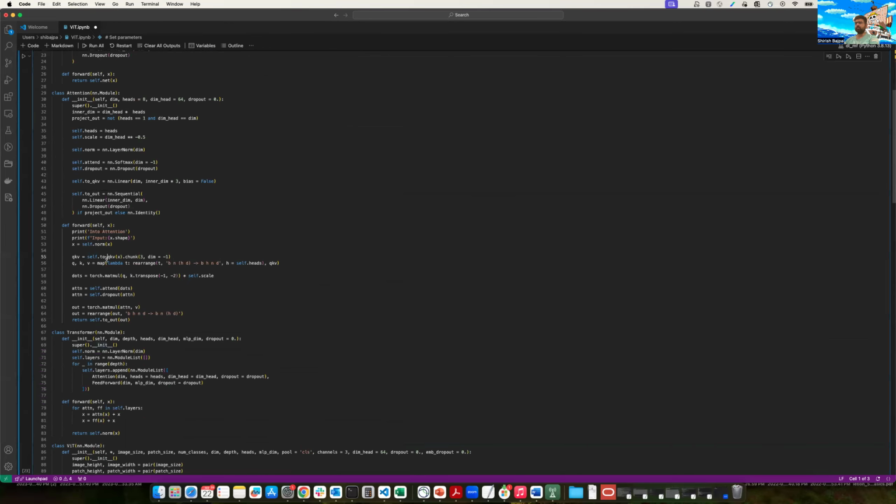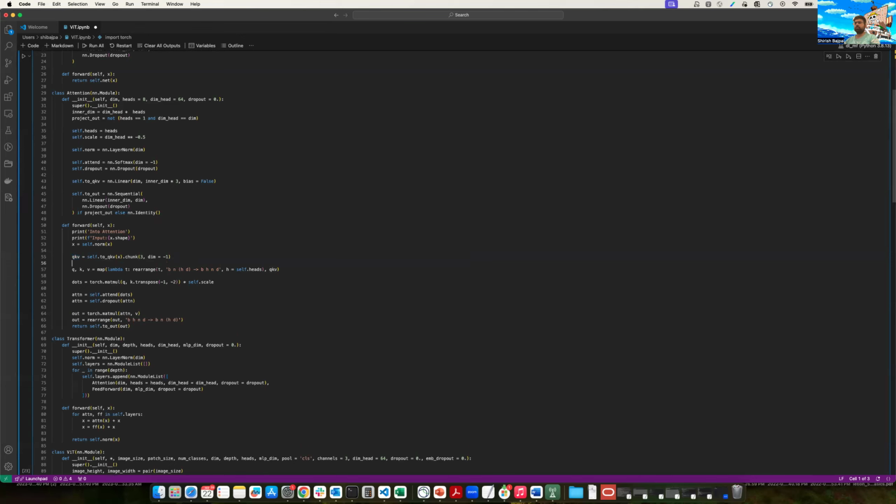Now we have QKV. This is similar to the original attention: we'll have a query vector, a key vector, and a value vector. Query is basically what we will be looking for in that patch, key is what that patch has to offer, and value is what it actually is, what it actually offers. Something like that.